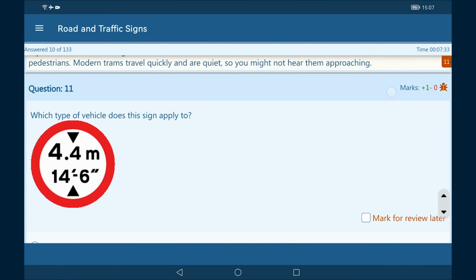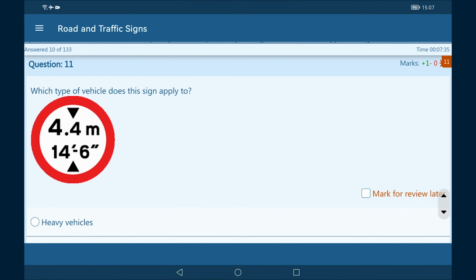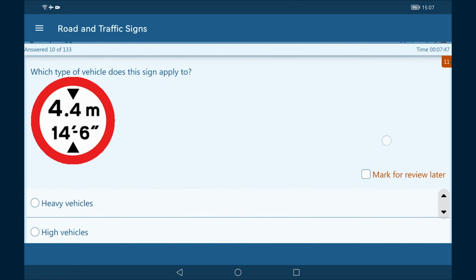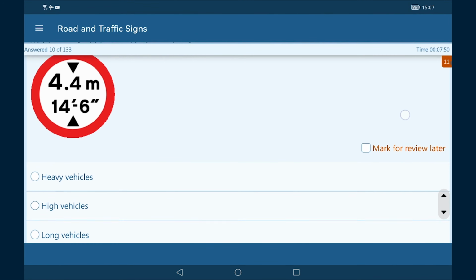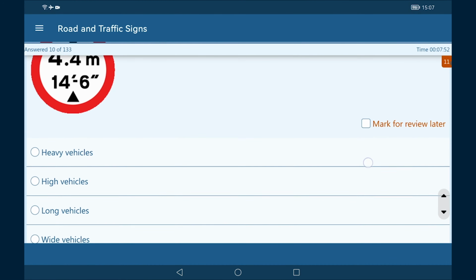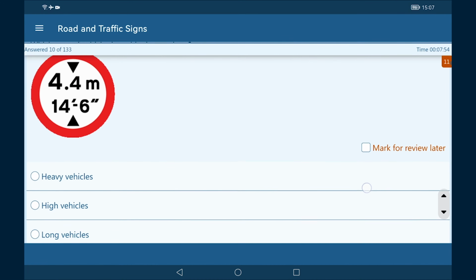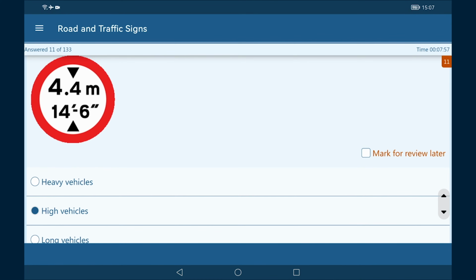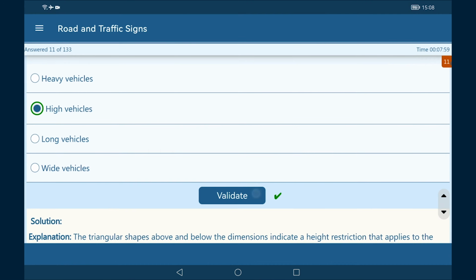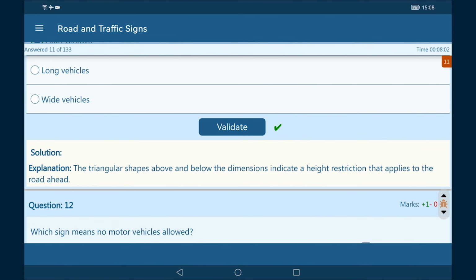Question 11. Which type of vehicle does this sign apply to? Option 1. Heavy vehicles. Option 2. High vehicles. Option 3. Long vehicles. Option 4. Wide vehicles. The correct answer is Option 2, that is, high vehicles. Explanation. The triangular shapes above and below the dimensions indicate a height restriction that applies to the road ahead.